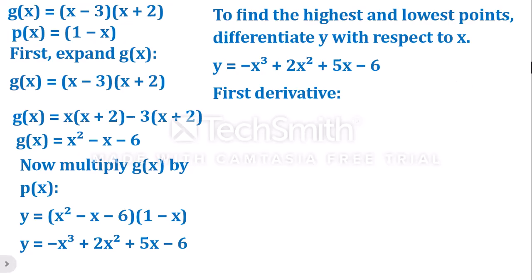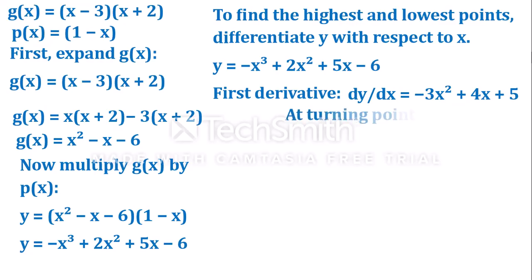This makes differentiation easier. To find the highest and lowest points, differentiate y with respect to x. Remember, when differentiating powers of x, we multiply by the power and reduce the power by 1. After differentiating, we obtain dy over dx equals -3x squared plus 4x plus 5.